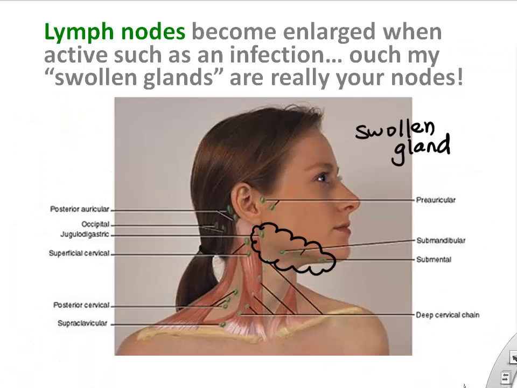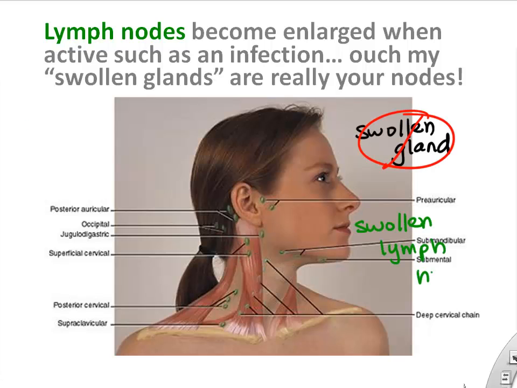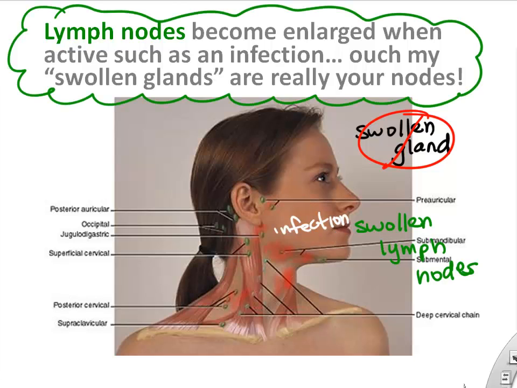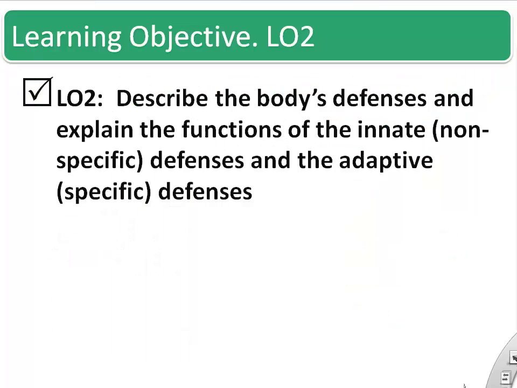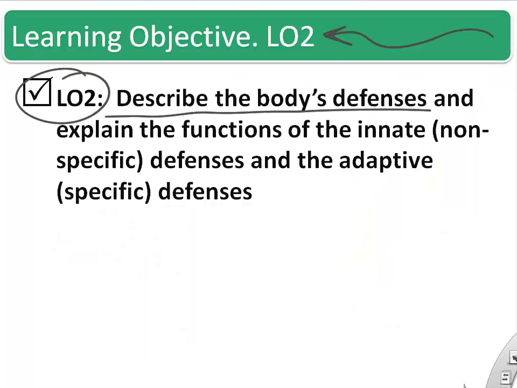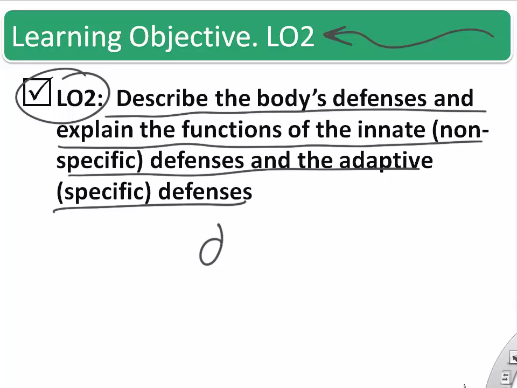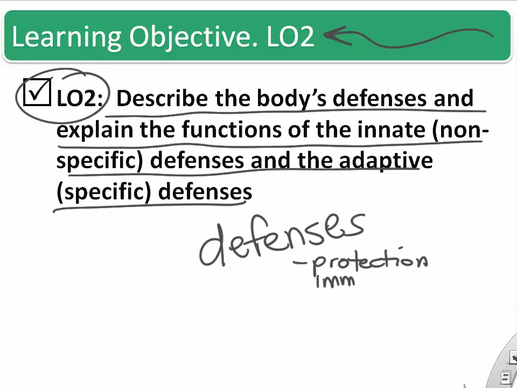So sometimes students will complain of swollen glands. Swollen glands are really swollen lymph nodes because you have lymph nodes located throughout your neck and your chest and sort of near your throat. Whenever you get an infection, you'll get a swelling of those lymph nodes, and a lot of people will call those swollen lymph glands.